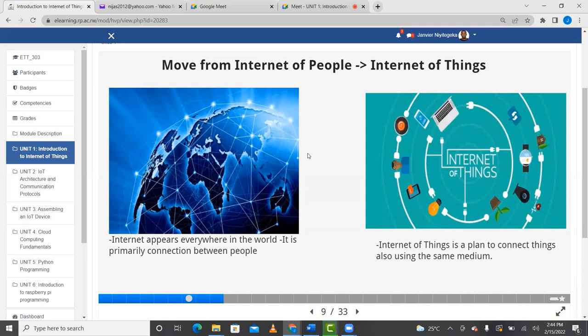Then we migrated from the Internet of People to the Internet of Things, which is a way of allowing traditional physical devices that were not able to have internet connectivity to have an internet connection, to sense their environment and communicate what they have sensed, and even to receive or exchange data from neighboring IoT devices or from end users via wireless communication medium.